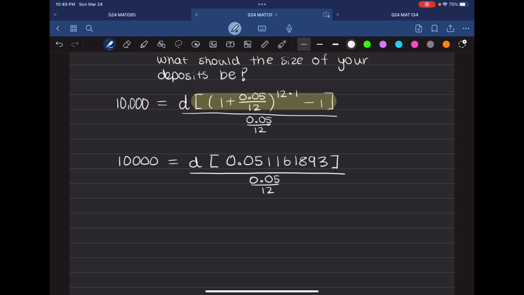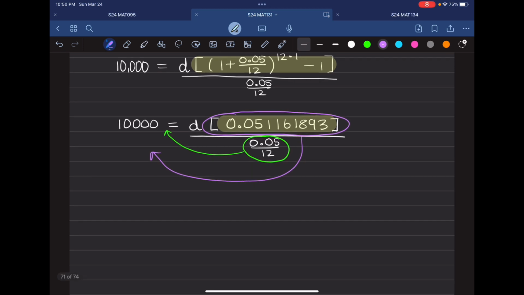And so now we're at this situation. Notice, let me just highlight this. So that yellow highlight turned into that other yellow highlight. If you multiply both sides by this 0.05 divided by 12, and then you divide by what's in these brackets, so we're going to divide by that guy as well. We're basically going to pull things away from D.